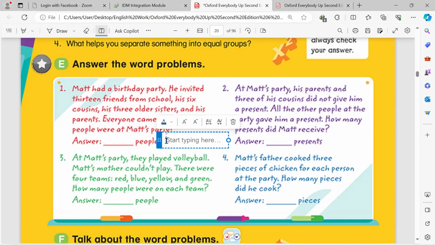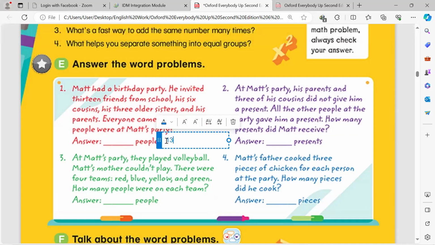Firstly, how many numbers? 13 and then 6. So we just do it together: 6 and 3, and then his parents too, and then 2. Is that 24? Yes, it's 24. Okay, good job, and number 2.